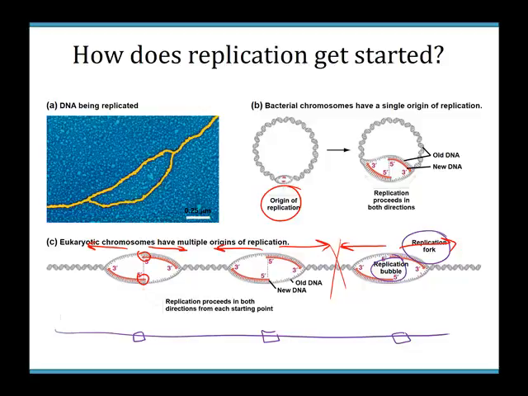Bacteria don't have to worry too much about that because their genome is so much smaller. So they have one origin of replication, they'll open up one replication bubble, they'll only have 2 replication forks, and they'll go around in either direction. This is just a really cool picture. This is actual DNA being replicated, and you can see that replication bubble.